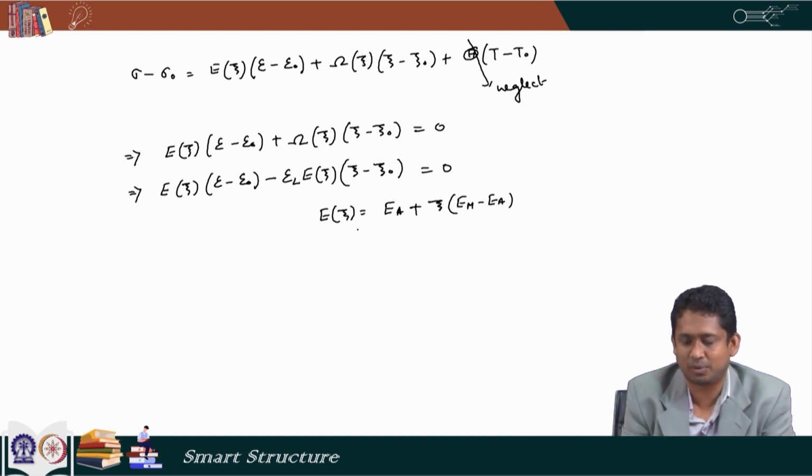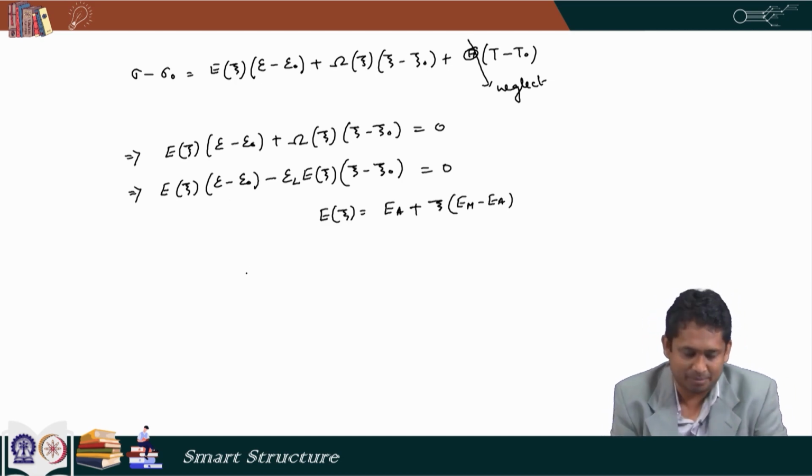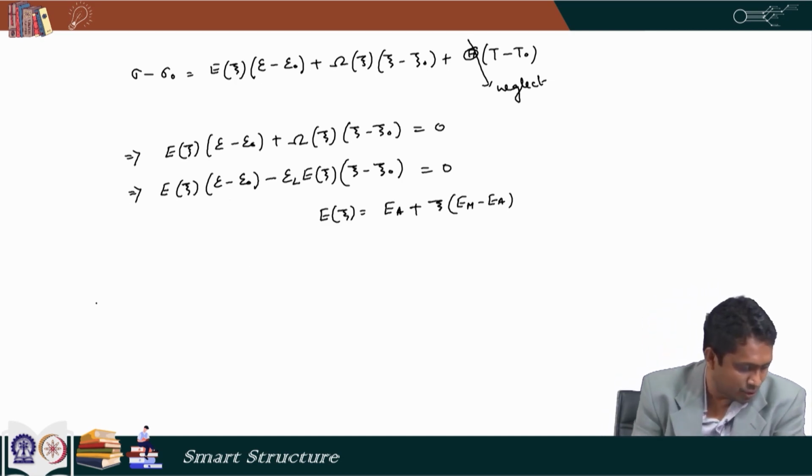Then the similar thing we can do with the Liang and Rogers model. Using that model we will find out xi, and again we will get E, we will get omega, we will put in this equation, and that will give us epsilon. So, let us do it using Tanaka's model.